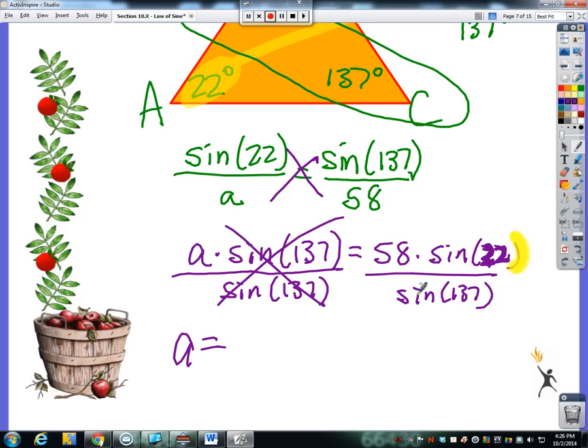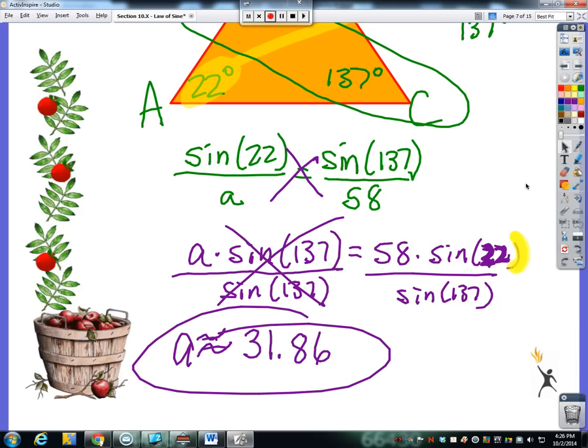Otherwise, the sine of 137 is really going to be like the sine of 22 divided by the sine of 1. It's like we're taking the sine of a sine angle, and that's not what we want the calculator to do. So in that parenthesis, then say divided by sine of 137, and as common practice, end the parenthesis after the 137. And so I get that A is approximately 31.86 if I go to 2 decimal places. And there's the length of side A.